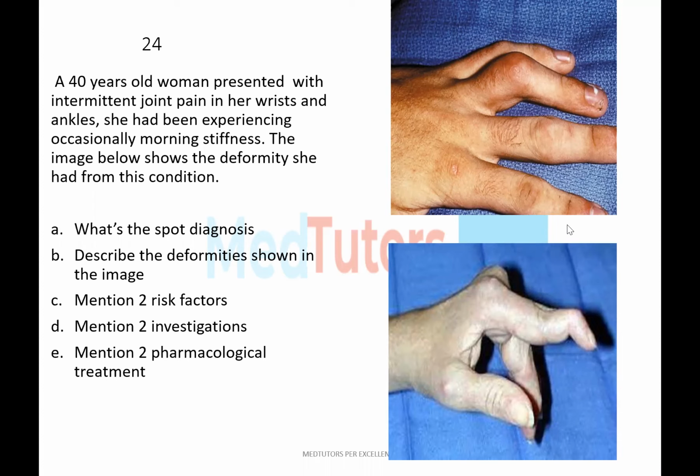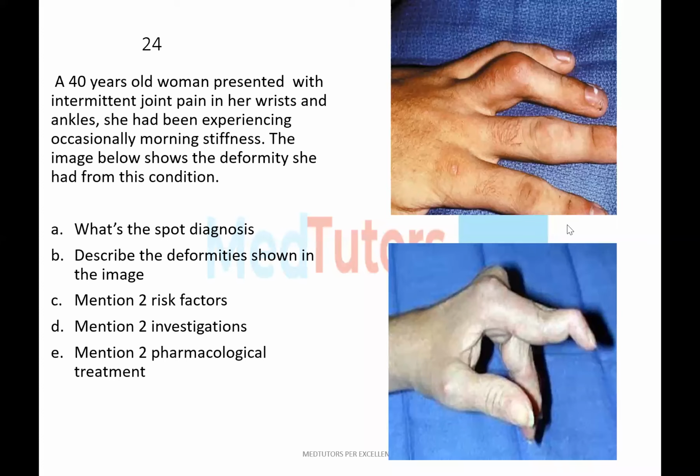Investigations that you will do. We say rheumatoid arthritis, so why not do rheumatoid factor? Yeah, so what else will you do? It's an inflammatory condition, so it can also be inflammatory markers. ESR, CRP. So what else? Of course, you can do an X-ray of the joints.